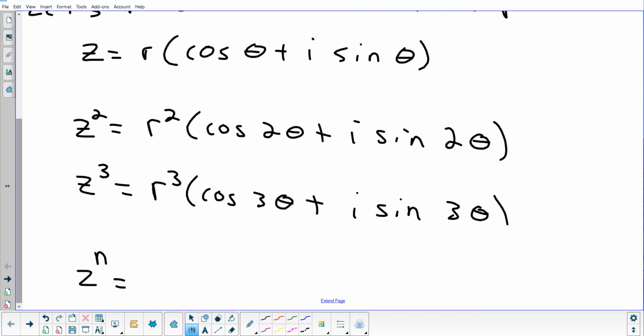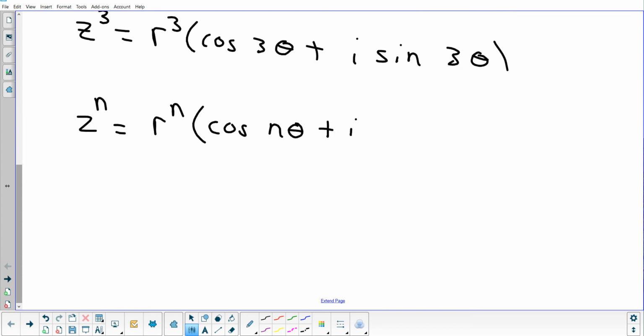So look at what's happening to the radius. And then look at what's happening to the angle. You're going to do the same thing you would do if this was a number, except now it's a letter. Yep. So just r to the n, parentheses cosine n theta, plus i sine n theta. I said that all backwards.